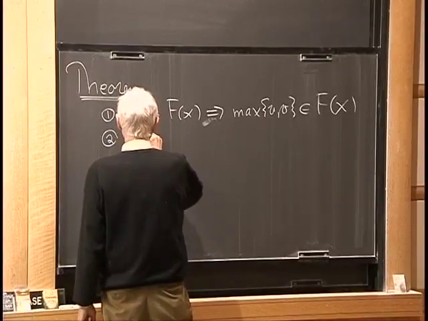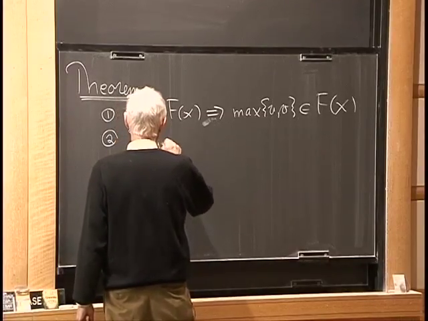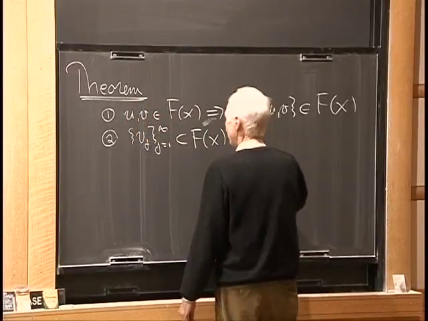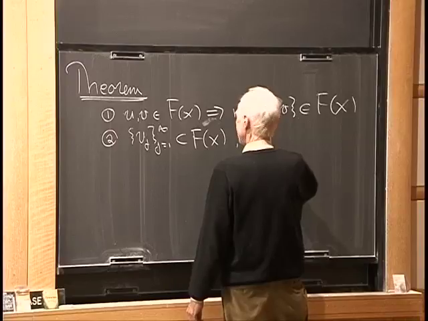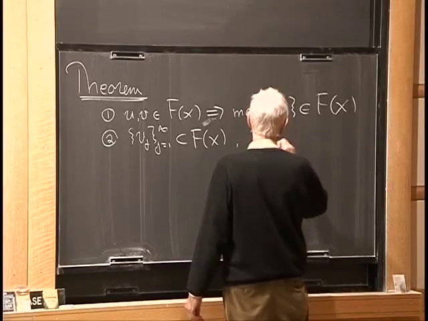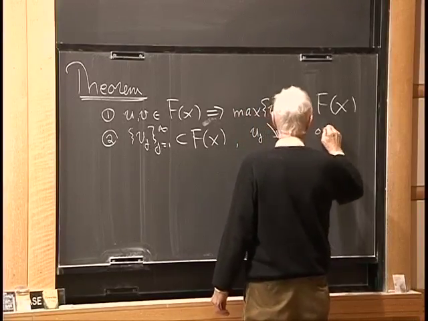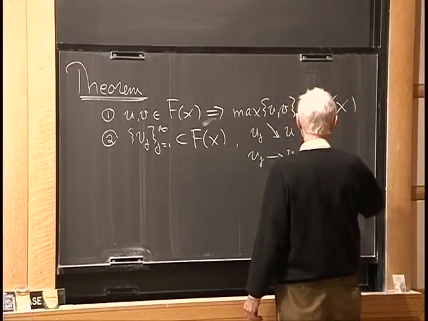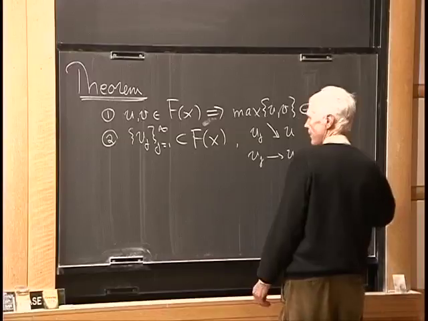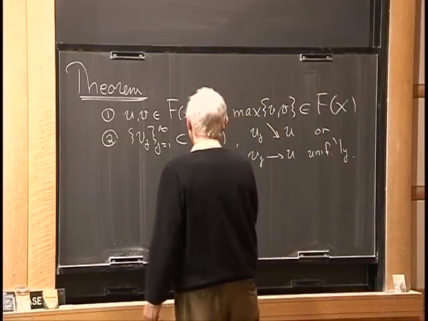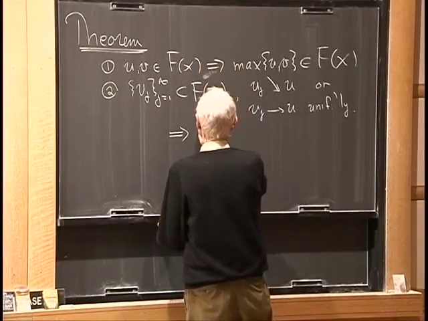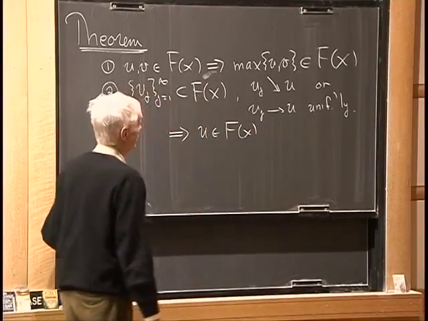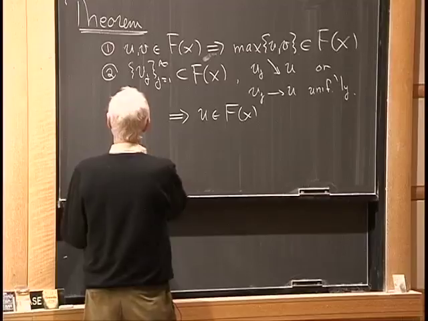Two, if I have a sequence u_j in F of X, and if either u_j converges monotonically downward to u, or u_j converges to u uniformly, then that implies that u is in F of X. So this is closed under decreasing limits and closed under uniform limits.